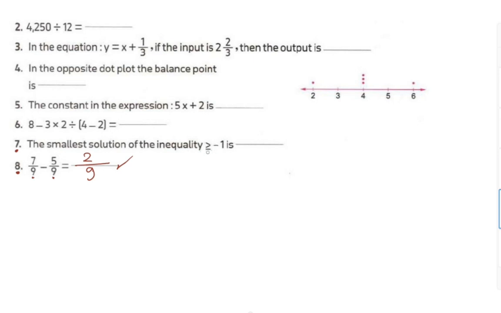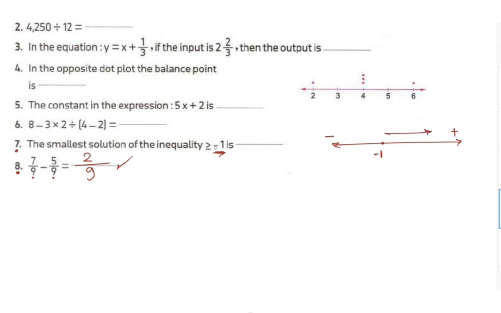Okay. Point 7. The smallest solution of the inequality greater than or equal to -1. What does that mean? I have some number that is greater than or equal to -1. What numbers are equal to or greater than -1? Maybe start with -1. I can draw a number line and put -1 here. When he says greater than, do we go to the positive or the negative direction? Greater, I will go to the positive direction.